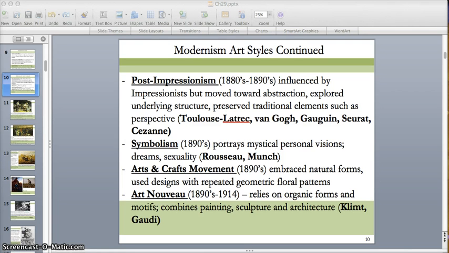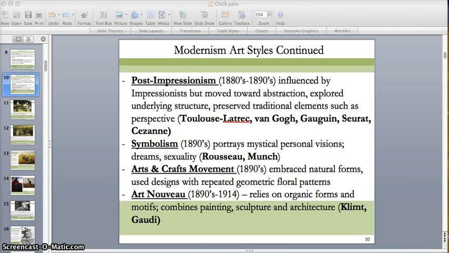So think William Morris and the decorative wallpaper and the furniture. That's the arts and crafts movement. These artists believed that art should be used for something. Finally, Art Nouveau. Think of Gustav Klimt. He's a really popular artist who uses lots of geometric and organic forms in his paintings. And you'll see a lot of combination of painting, sculpture, and architecture.